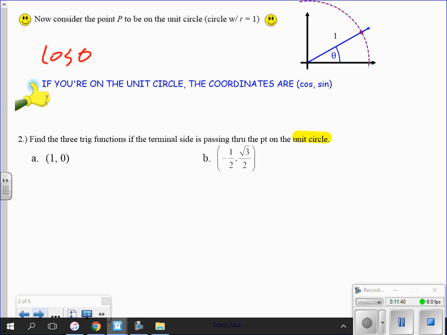Okay? So you have to remember, the cosine of theta is x. The sine of theta is y, and the tangent of theta is y over x.